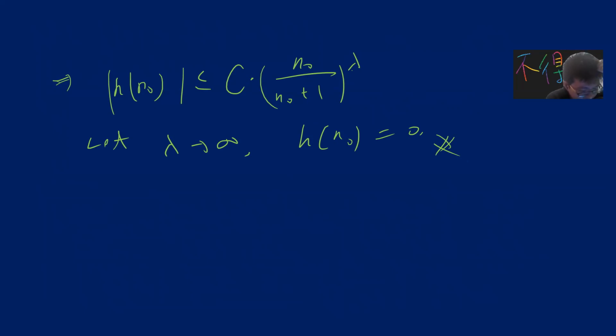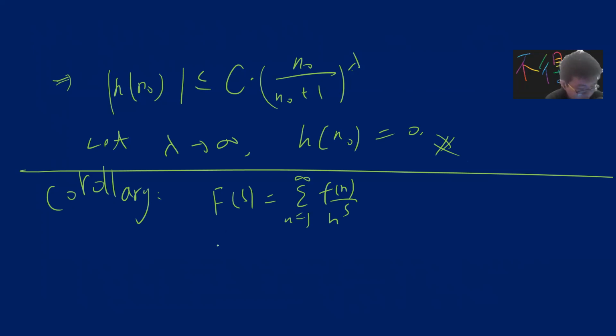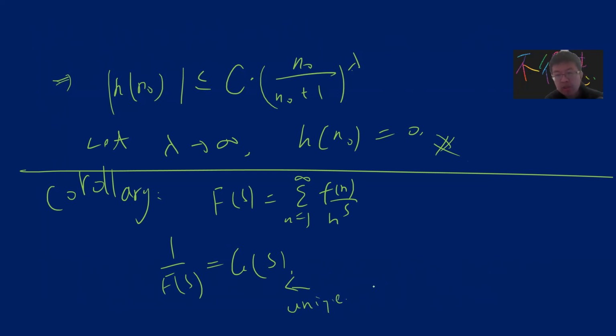And then there's a corollary. The corollary is very simple. Let's say somebody gives you a Dirichlet series, you can consider f(s) defined to be g(s). This g(s) is unique, and also has the finite abscissa. So basically, it's just a corollary of this theorem.